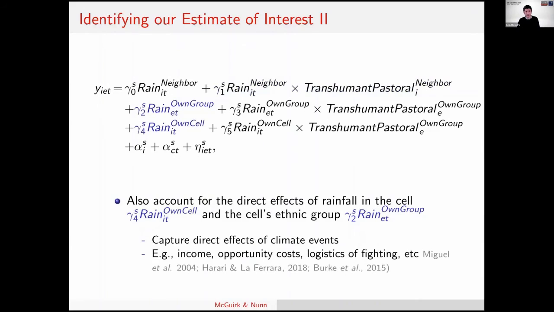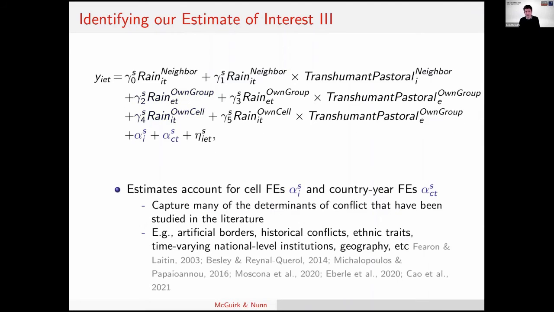We're controlling for rainfall in the cell's own ethnic group, in the cell itself, and interactions with THP scores in the group and in the cell itself. We have cell fixed effects, we have country year fixed effects. That's going to control for lots of determinants in the literature.